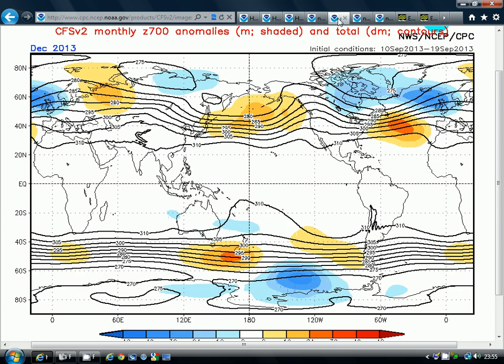If we break this down into monthly periods, this is the 700 millibar height anomaly for December. We see we've got a trough of low pressure sitting more or less around the British Isles, high pressure in the Atlantic. That is not a particularly cold signal for December. That would be near normal and really very unsettled, quite wet at times.